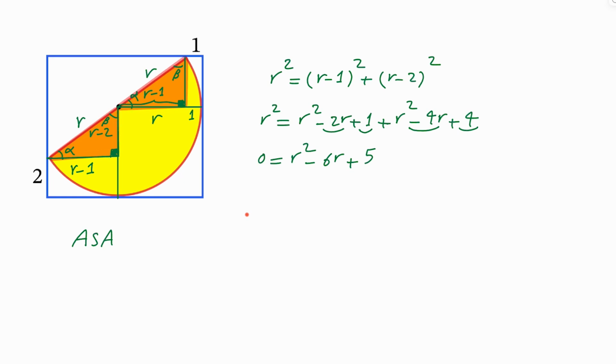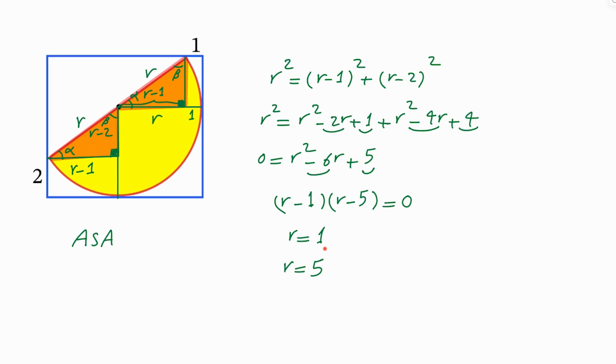We have a quadratic equation. We can use the product-sum theorem to find the roots of this equation. We can write two parentheses, and we want two numbers here that the product is 5 and the sum is negative 6. So we can write negative 1 and negative 5, and the product of these two numbers is 5 and their sum is negative 6. This equation should be equal to 0. For being 0, every parenthesis should be 0. The first one, r is 1, and the second one, r is 5.